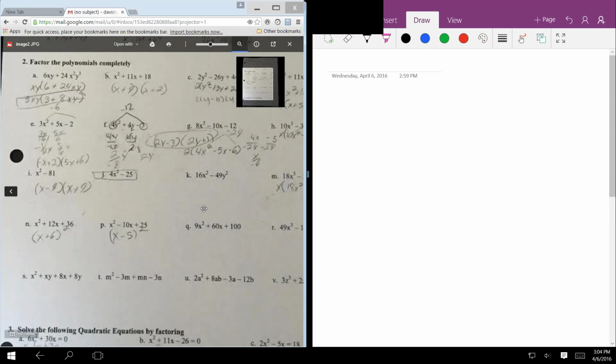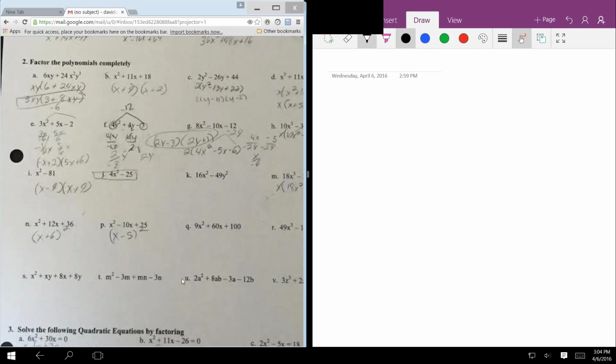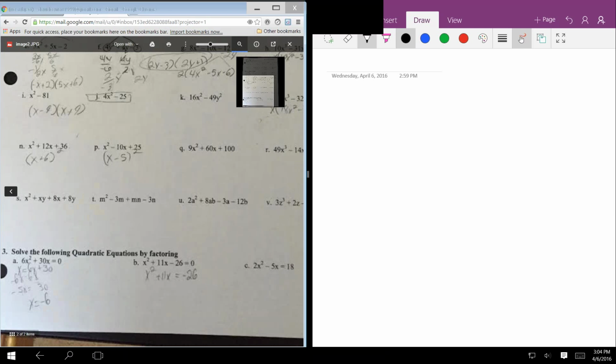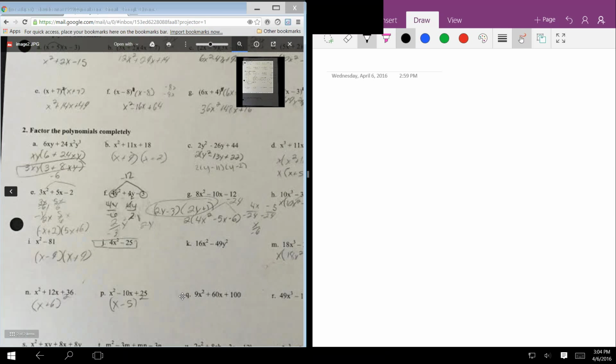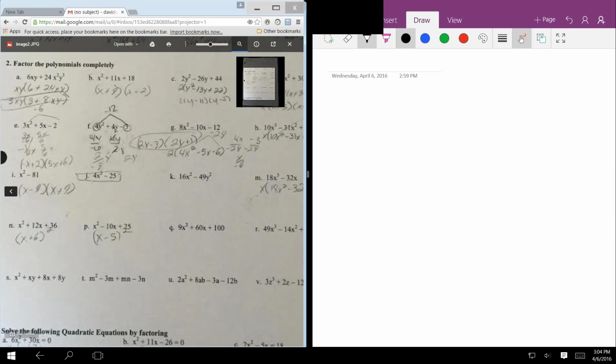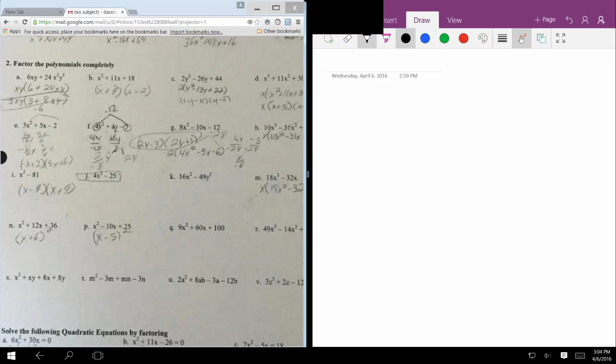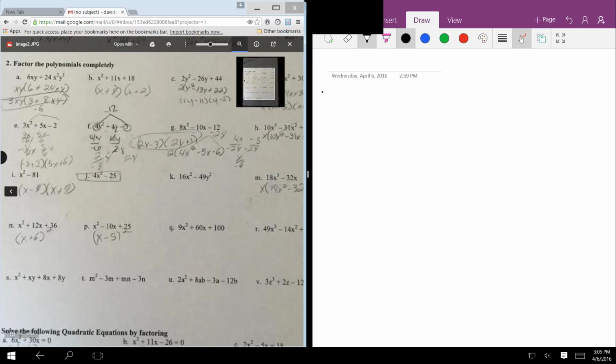All right, where would you like to start? The bottom, maybe. Q. Factor the polynomials completely. You want me to check your work here? Looks like you've done a lot of these. Yeah, but the bottom ones I wasn't so sure how to do. Okay, so which one?